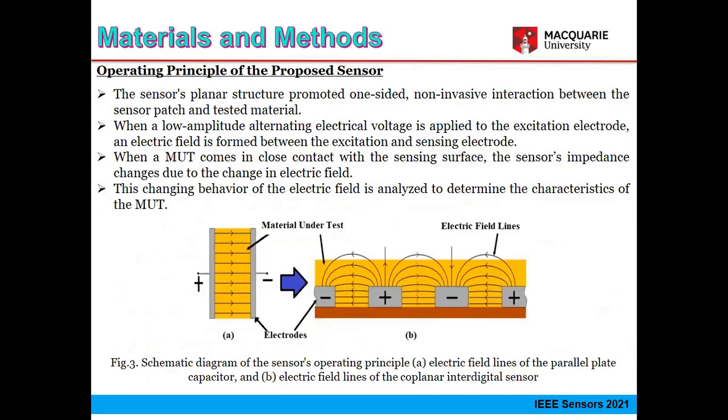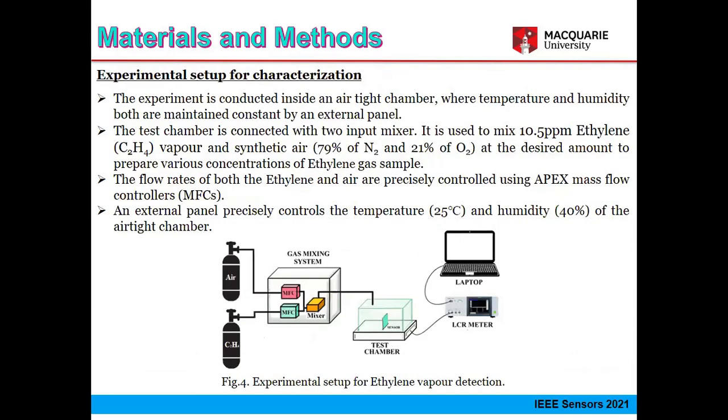The operating principle of the proposed sensor is similar to a parallel plate capacitor. When a low amplitude alternating voltage is applied to the excitation electrode, an electric field is formed between the excitation and sensing electrode. When a material under test comes in close contact with the sensing surface, the sensor's impedance changes due to the change in electric field. This changing behavior of the electric field is analyzed to determine the characteristics of the material under test.